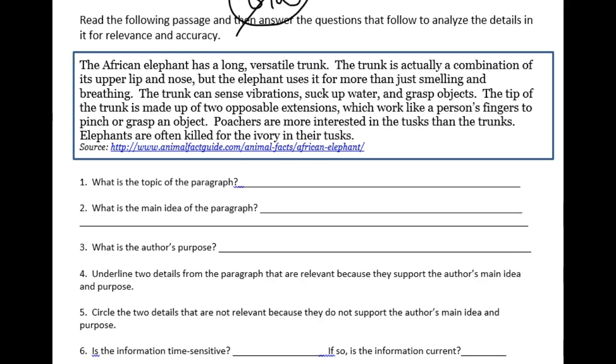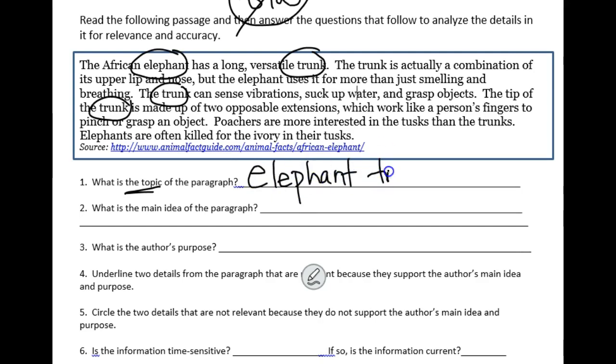So, in order to figure out the topic, we're going to look for words that repeat, like overall. Just give me one word. What's the paragraph about? One or two words. And I see elephant and trunk. I see trunk like 5 or 6 times. Trunk. Tip of the trunk. So let's just say our topic is elephant trunks. This whole thing, supposedly, is about elephant trunks.